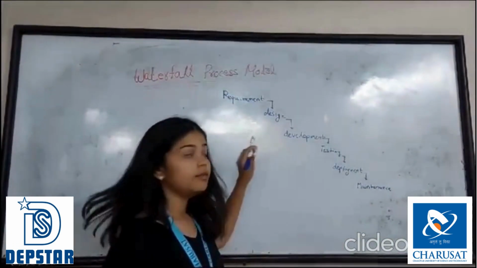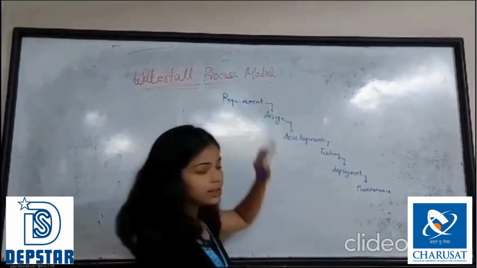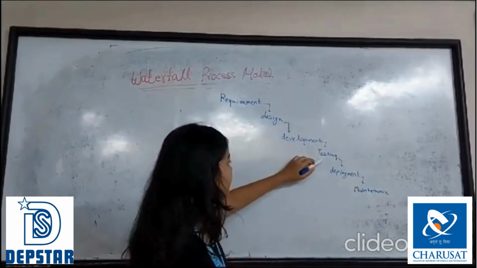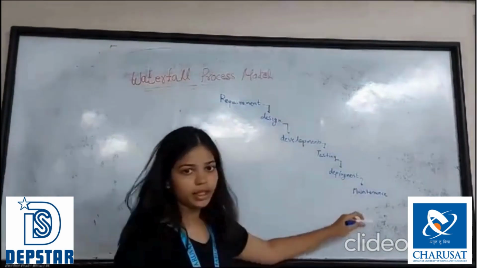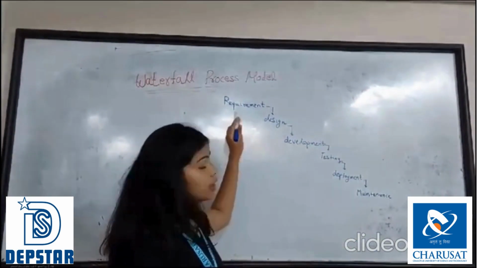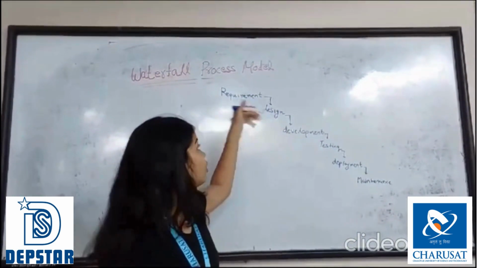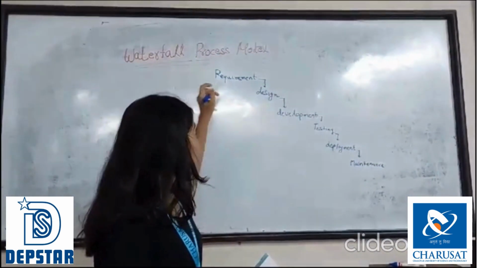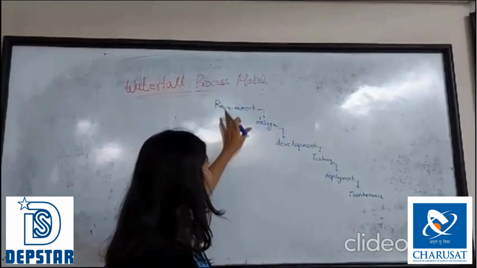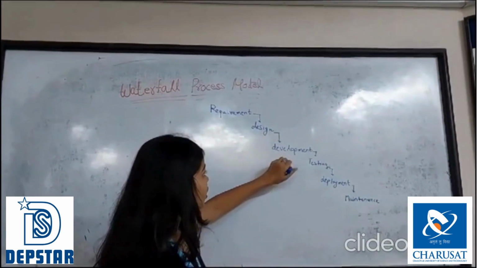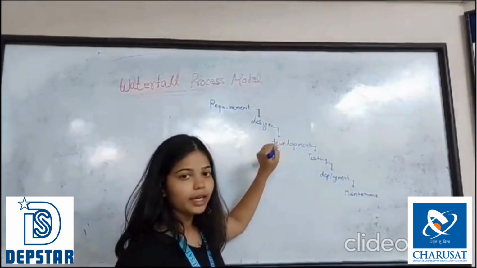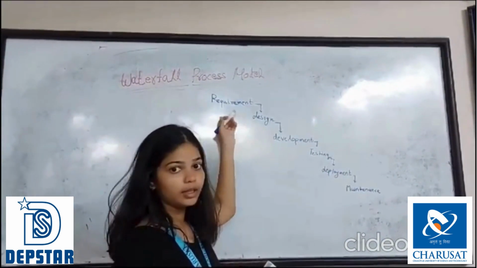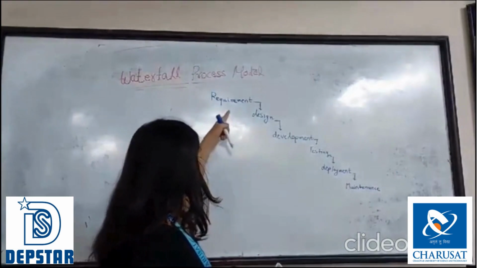Now, there are 6 components: requirement, design, development, testing, deployment, and maintenance. The waterfall model can go only in the forward direction. There is no reverse direction. So if we complete these 3, and then we find an error in this, then we cannot go in a reverse direction. So first is the requirement.